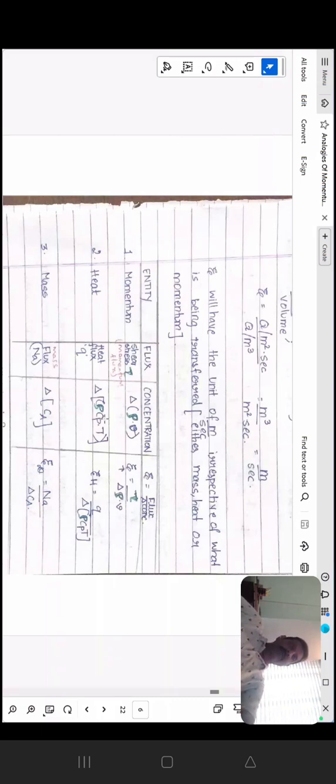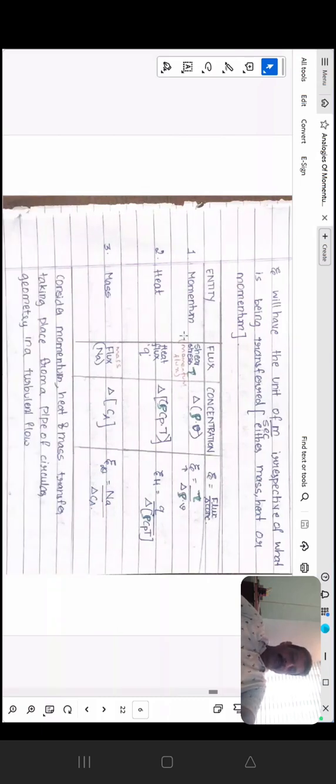Mass, heat, momentum, transfer. I'll use a term called eta which will have the units of meter per second. Now for momentum, what is flux? Shear stress or momentum flux. What is the concentration? I just told you, change of rho into V. That is the momentum concentration. So what will eta be? Flux by change in concentration. What is flux? Tau. Tau is the momentum flux for you. Tau by delta of rho into V.